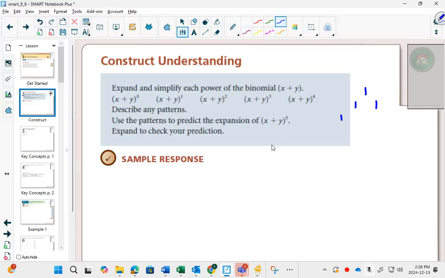Pascal's triangle. Did you recognize the pattern that you can find the next row by adding?